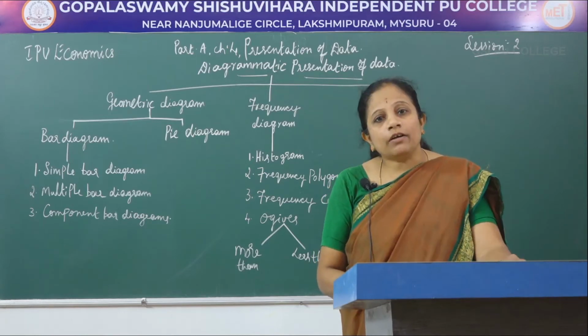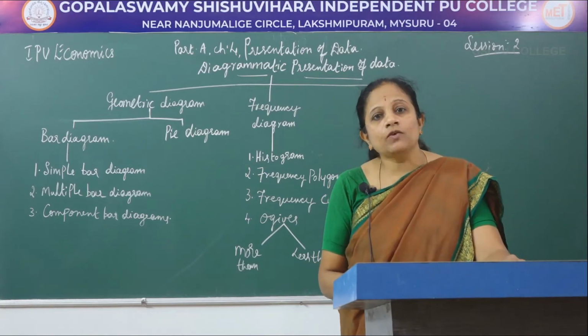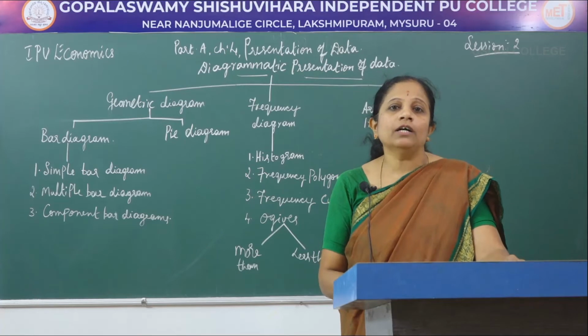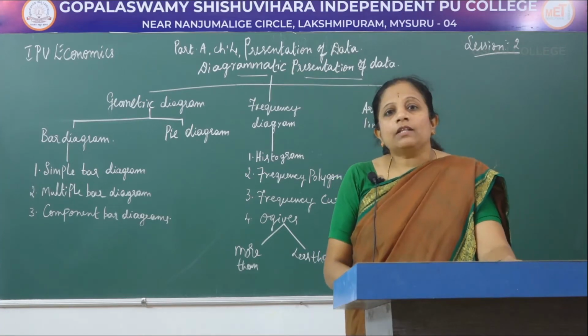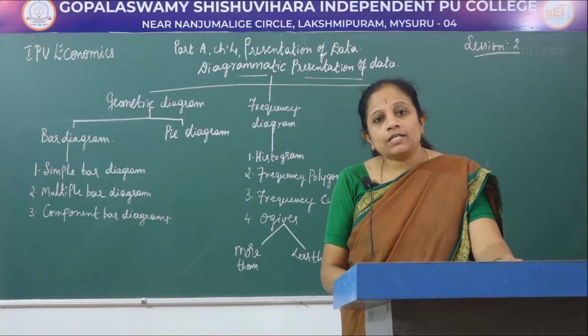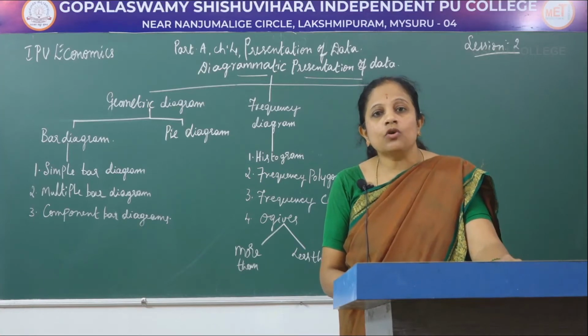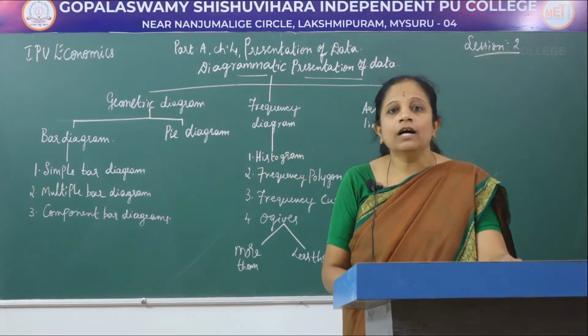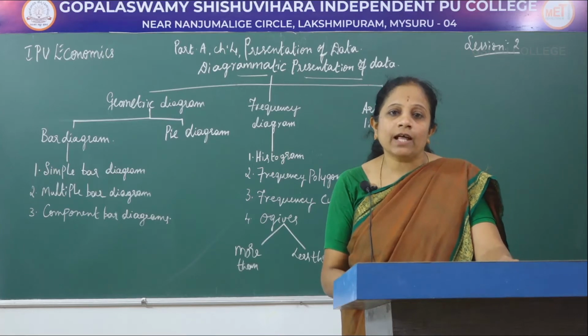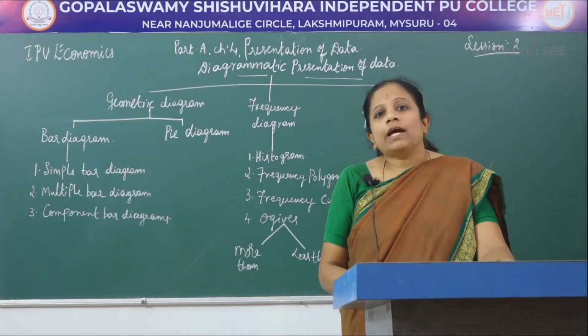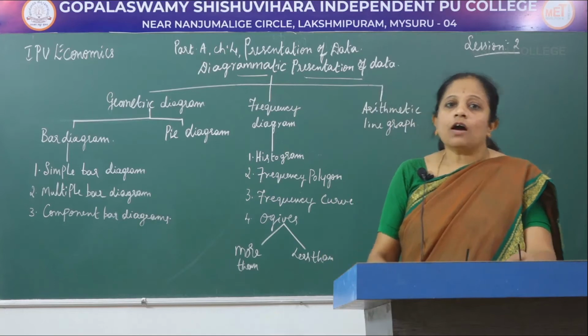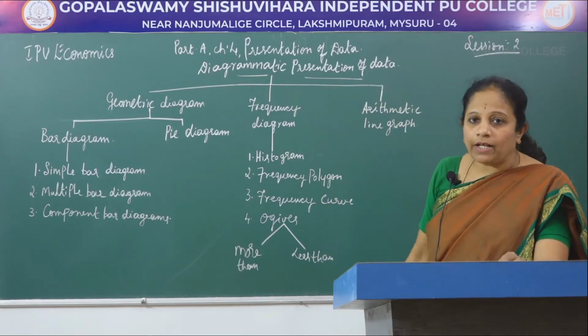Here, time is plotted on the x-axis and the values of the variables are plotted on the y-axis. This arithmetic line graph, which is also known as the time series data, helps to know about the periodicity of the event, and also it is very helpful in presenting long term time series data. Now, let us learn one by one.